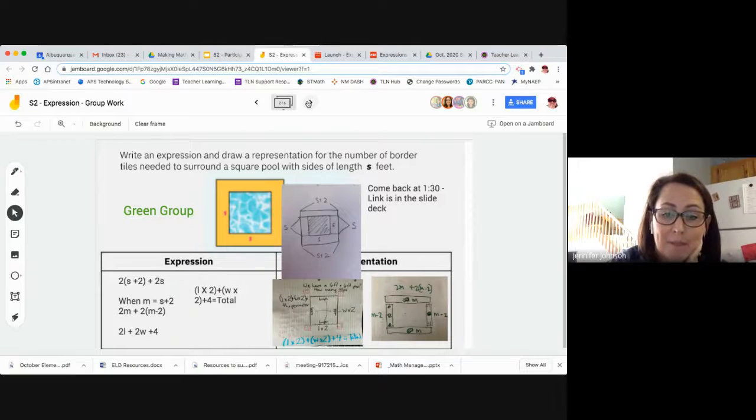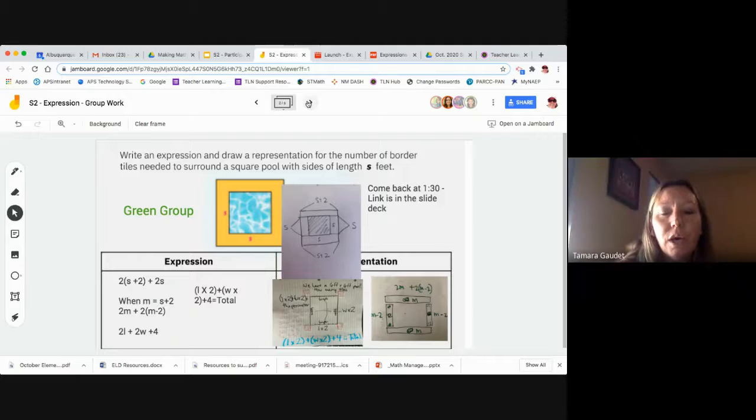So she was labeling the top and bottom as M, and then the 2 sides would be M minus 2. And so then we were talking about, well, how did you get M? Because the expression says that the side of the pool is S. So then we said, well, we had to identify what M was. So M is equal to S plus 2. So then you could do the top and bottom as 2M, and then the 2 sides would be 2 of M minus 2, which is basically just S.